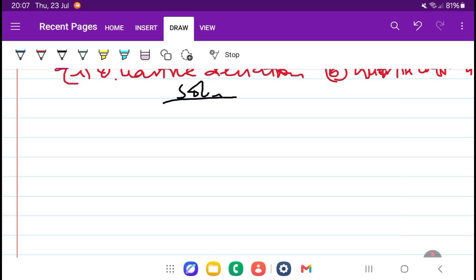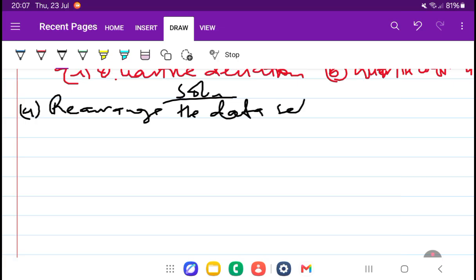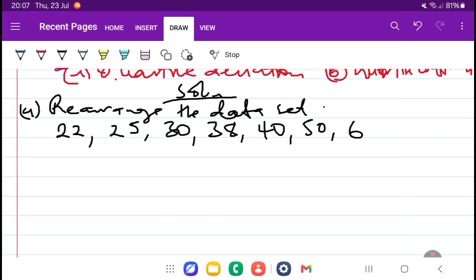Of course, the first step is to rearrange the data set. So if you look at the data, the smallest value is 22, 25, 30, 38, 40, 50, and then 60. There are 7 values. So our n is equal to 7.